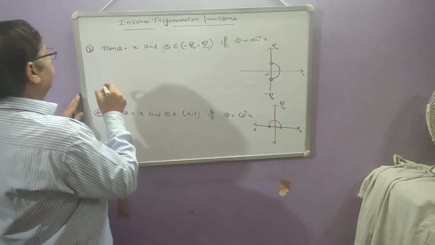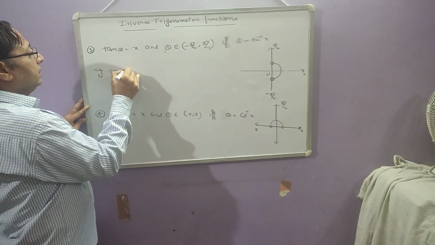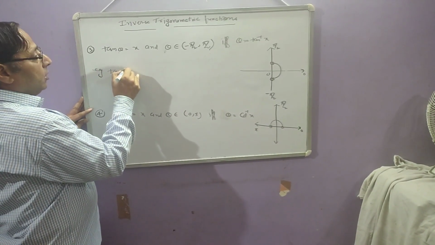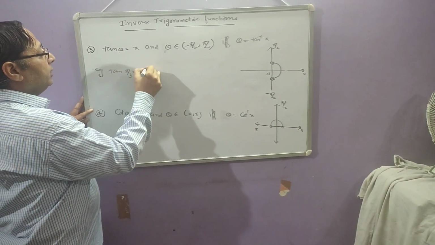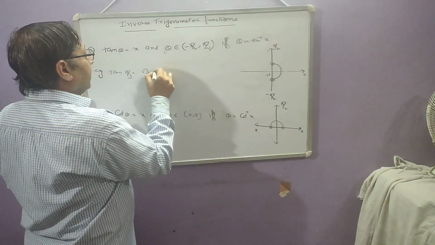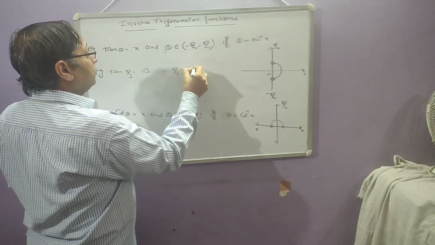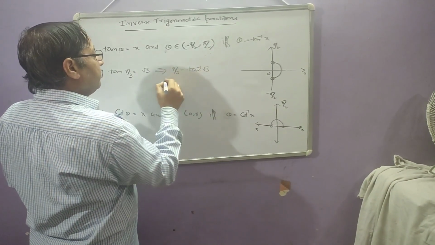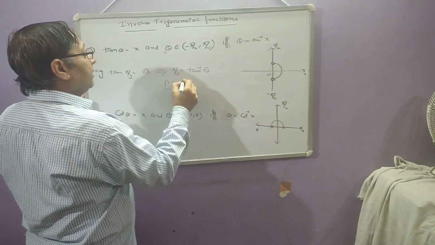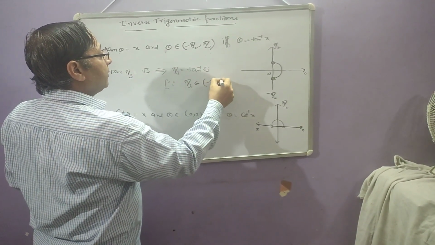Now for example, tangent of pi by 3 is equal to root 3. It implies pi by 3 is equal to tangent inverse of root 3. This is because this angle pi by 3 belongs to the open interval minus pi by 2 to pi by 2.